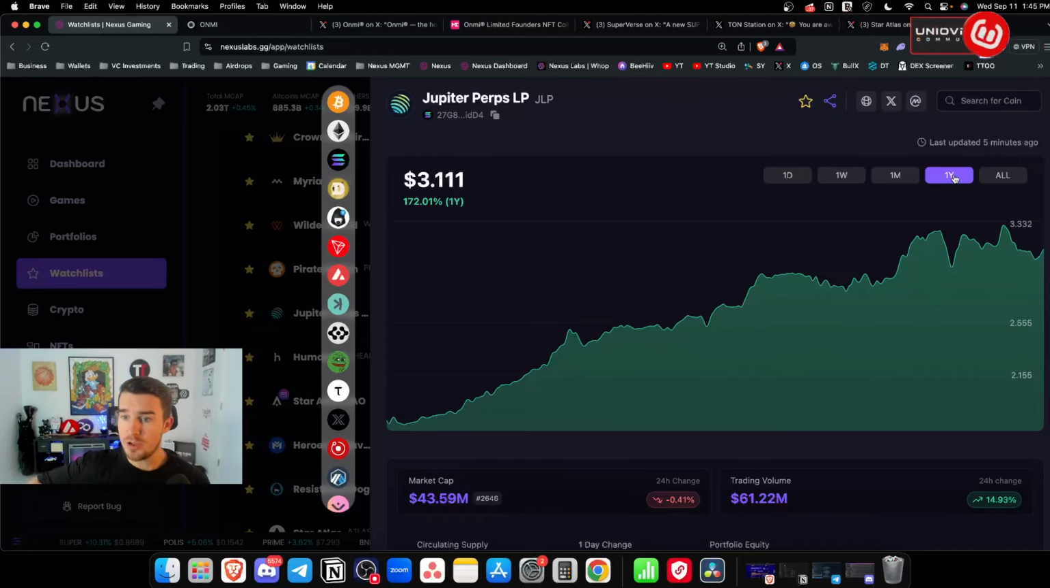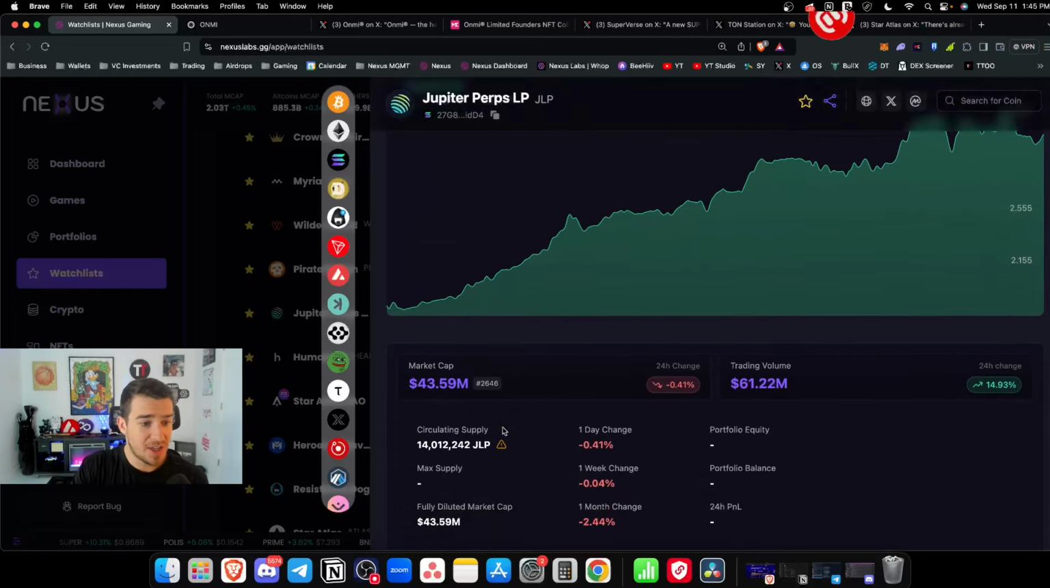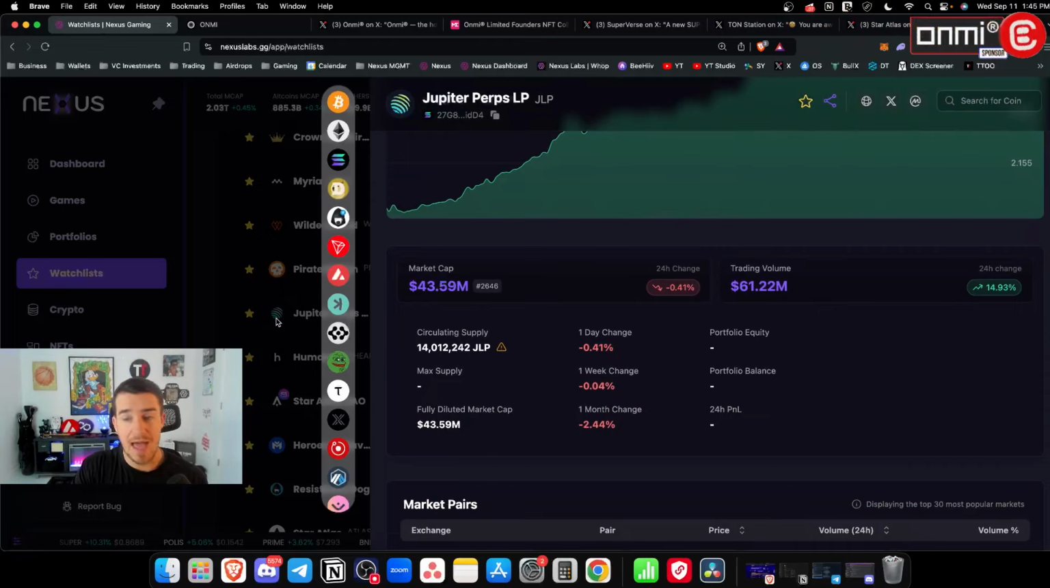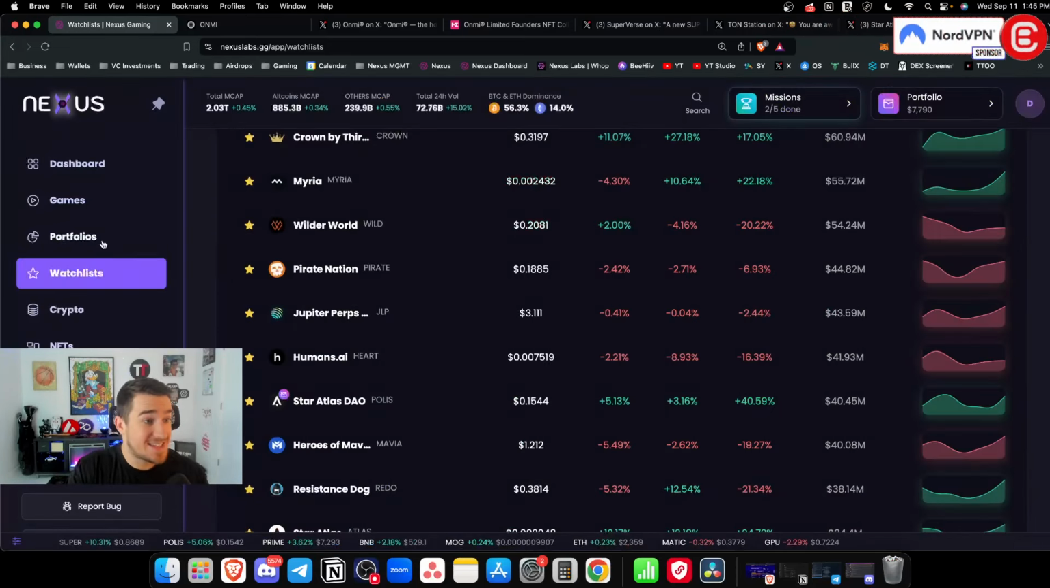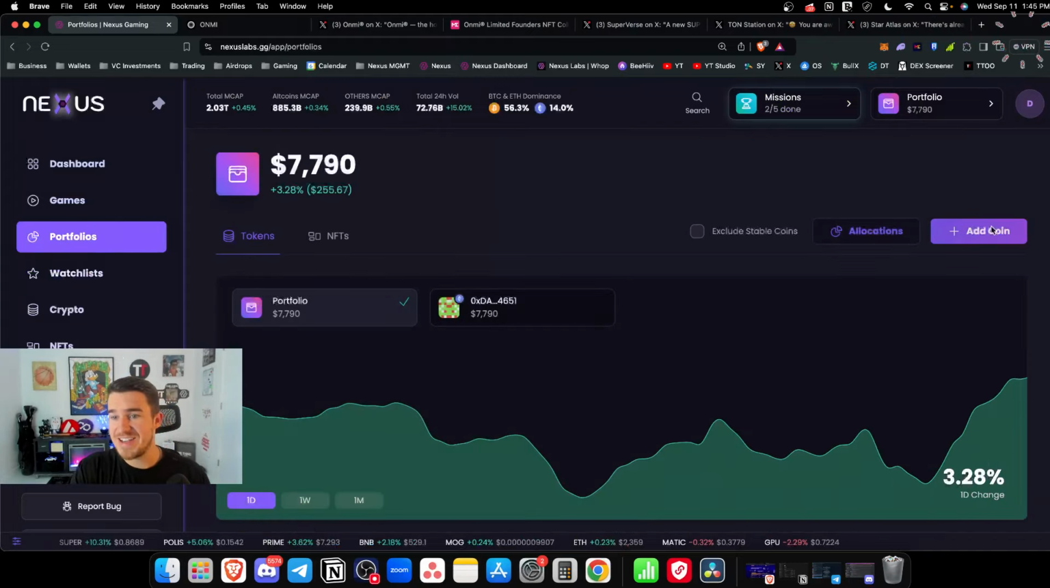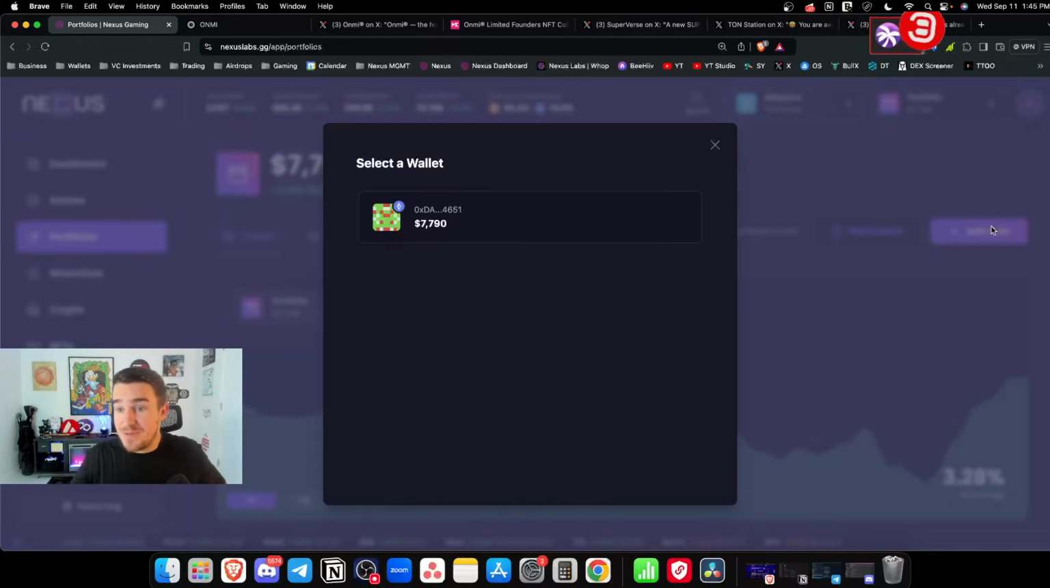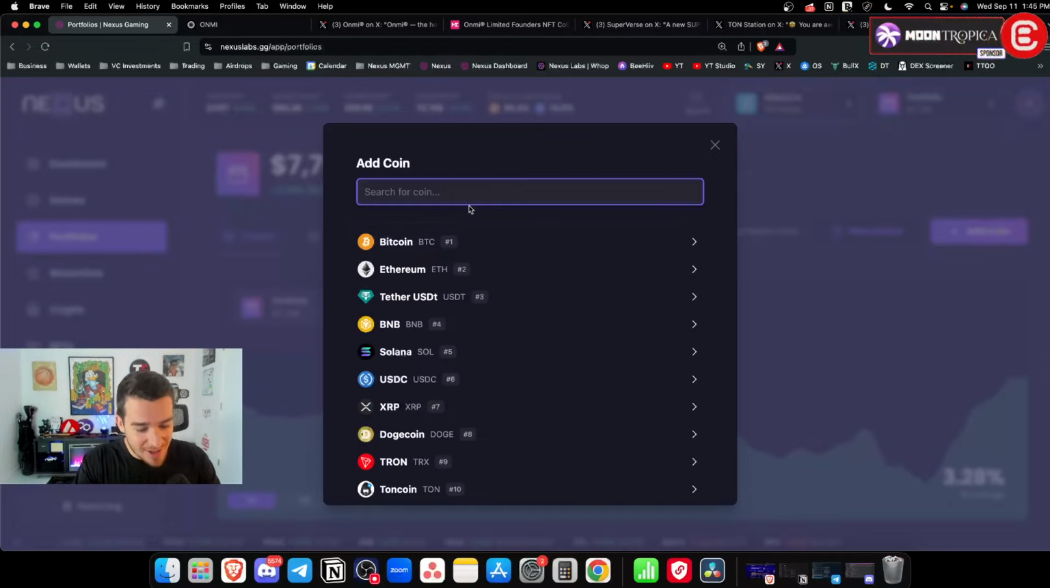This is a yield bearing token. As you see, the chart is only up and to the right, up 172% this year, and only at a $43 million market cap. You earn fees based off the perps trading on Jupiter. This is a no-brainer play to me, and I am going to add this in. So it's about $3. I know it's crazy. But you have to be crazy when we're going to go from 10K to 100K.